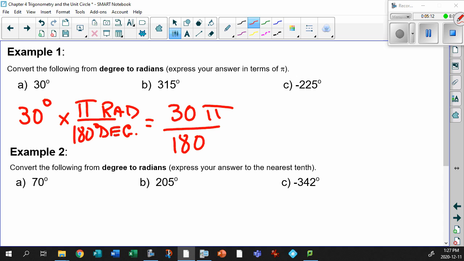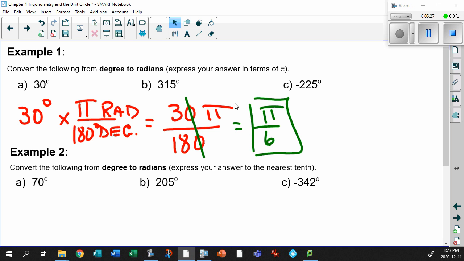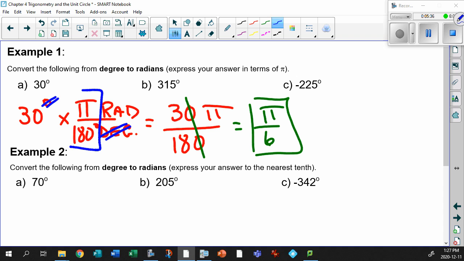Check this out. Watch. It's so easy. 3 goes into 18 6 times. You have 1 pi over 6 radians. Done. That's it. That's simple. Really, really super simple. No formulas to memorize, no nothing. You just have to remember that the degrees on top have to cancel with the degrees on the bottom, and don't forget the conversion.